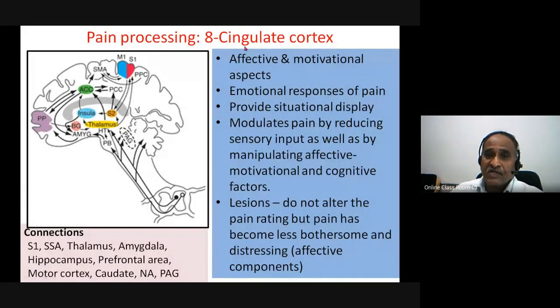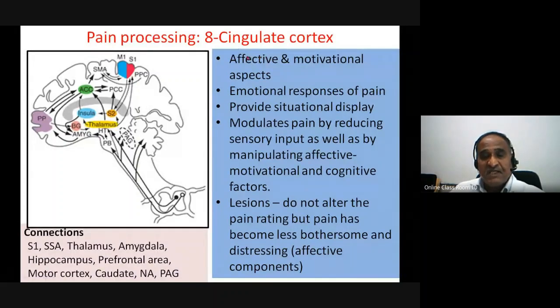Now, if I were to talk about it, this cingulate cortex is connected to S1, the somatosensory area, the thalamus, amygdala, the basal ganglia, the insular cortex, the prefrontal cortex, the caudate nucleus, the nucleus accumbens somewhere here, the hypothalamus, the periaqueductal gray and the parabrachial nucleus. That is how it is connected, very rich in connections. This is for the affective and motivational aspects of the pain.